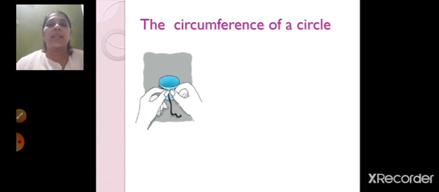A thread is surrounded to that circular object, right? From one end of the thread to the other end of the circular object. So you will take a thread and surround it near that circular object, and you will see how much distance it is, right? So after finding out that distance, what are you going to do?